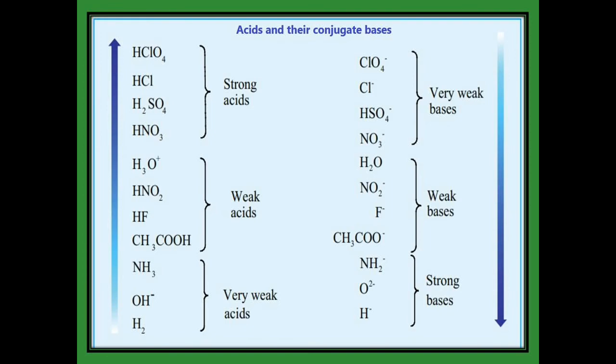In between the strong acids and the weak acids, there is an intermediate. That intermediate we call weak acids and weak bases. There are the very strong and the very weak, and between them there is an intermediate, which is called weak.